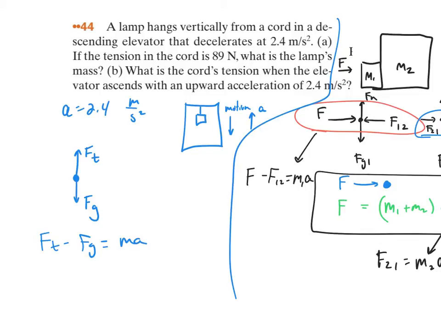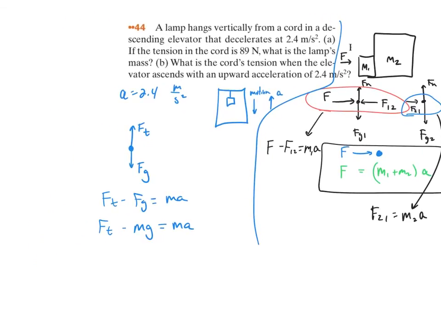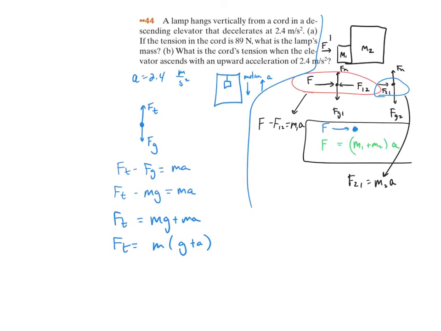In part A, we're given the tension, and we're to find the mass of the lamp. So let's solve this algebraically. The weight of an object is mass times gravity, so we replace mg in for Fg. We could then move it over to get m on the same side. We could then factor out m to get m by itself. And finally, last but not least, we can then divide by the quantity g plus a. And that's going to be our mass in this problem.